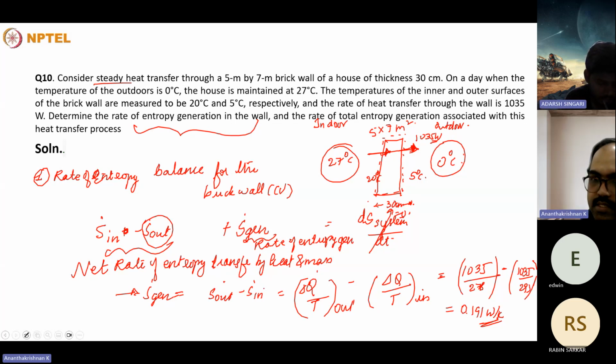This is the first part, and for the second part we need to calculate the rate of total entropy generation associated with this heat transfer process. You need to get it in terms of watt per Kelvin only, but just think about it.